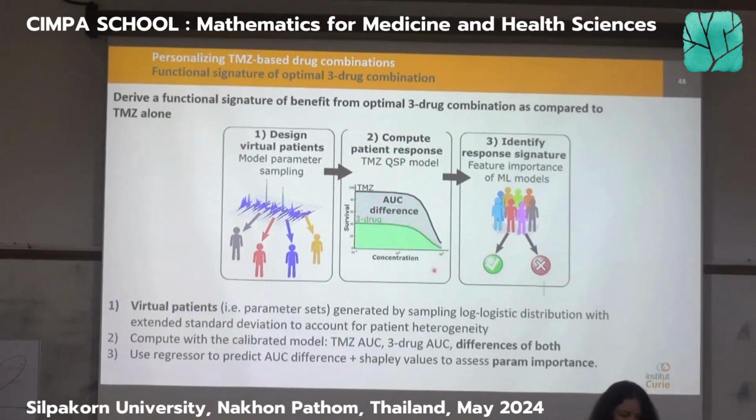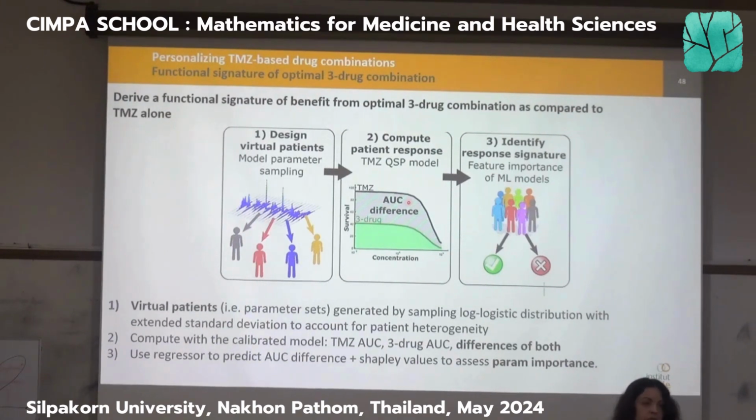So to do that, we have used as an output the difference of AUC between the curve that is just with temozolomide alone and the curve which is with the 3-drug, okay? And basically, if the AUC difference is 0, it means that there is no benefit associated with the 2 drugs, and we don't want to administer those drugs, because you could even imagine that the patient can have toxicities with this drug, so we don't want to add them.